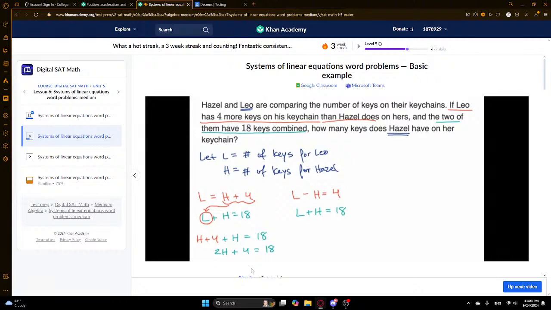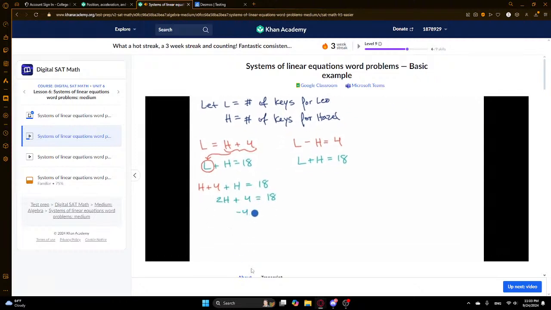And let me scroll down a little bit. Then if I subtract 4 from both sides, and remember, I'm doing that to isolate the h's on one side of the equation, I'm going to get 2h is equal to 14. And then dividing both sides by 2 gives me h is equal to 7. We could then say, okay, L is equal to H plus 4, so it's 7 plus 4 is equal to 11. But they're not even asking us for the number of keys Leo has. They're just asking us for the number of keys Hazel has on her keychain. And we just figured that out. Hazel has 7 keys.